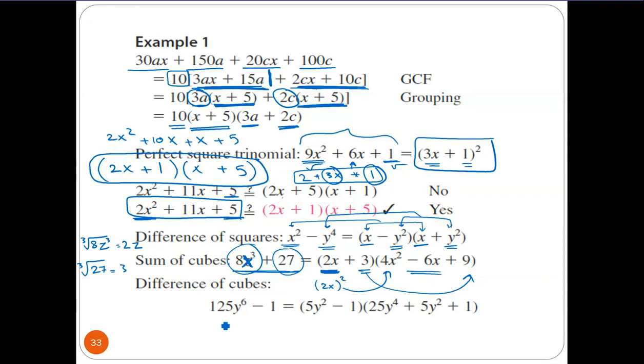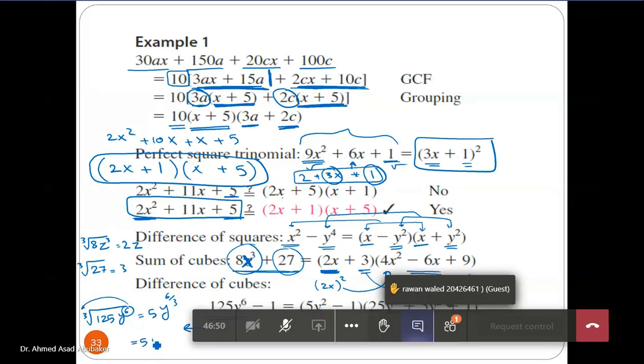Okay, here take the cube root of 125y to the power 6. The cube root of 125 equals 5. And for y to the power 6, we divide the power by 3, so we have y squared. So we have 5y squared. This is the first term, 5y squared.